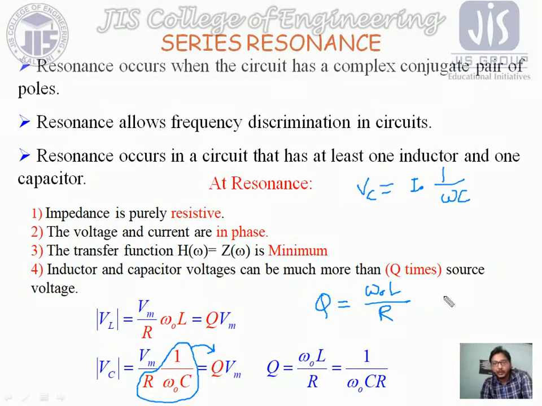Again we know the value of omega 0. We have already found out that omega 0 is equal to 1 by root over of LC, that is the resonance frequency. If we put the value, again we will get another equation for that.